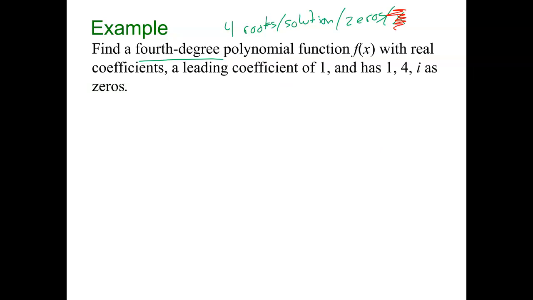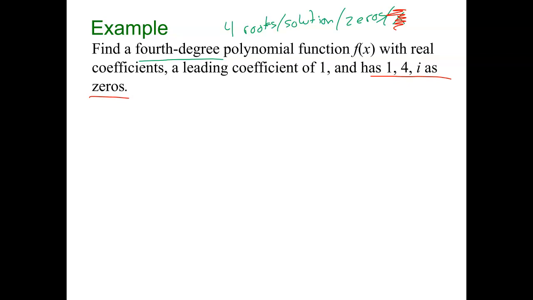Okay? So, the function has real coefficients. Don't worry too much about that. That just says, hey, our math is going to be easier. A leading coefficient of 1, again, our math is going to be easier. If we had a leading coefficient that wasn't 1, then there'd be some extra steps involved to find that. What we need to focus on is it has 1, 4, and i as zeros. How many zeros is that? 3. How many am I supposed to have? 4. So I'm missing 1.